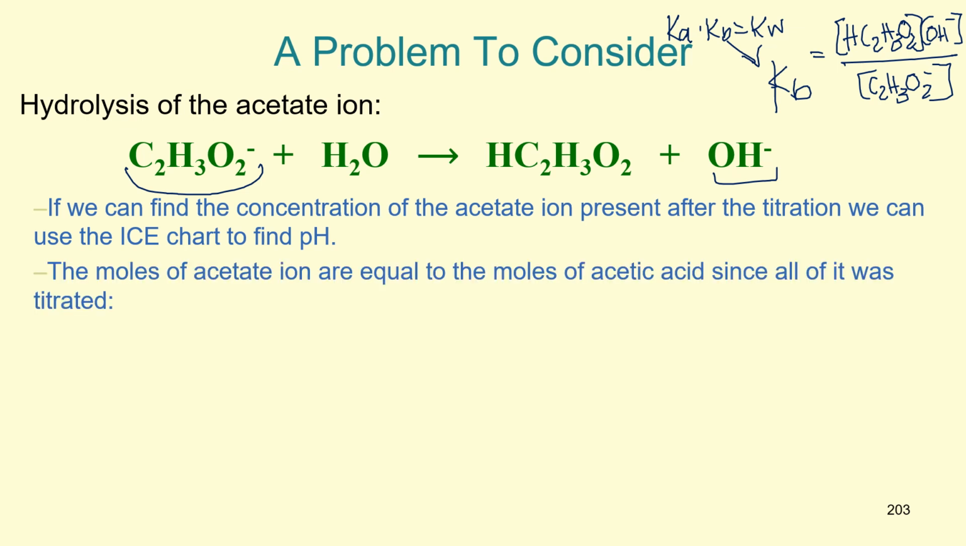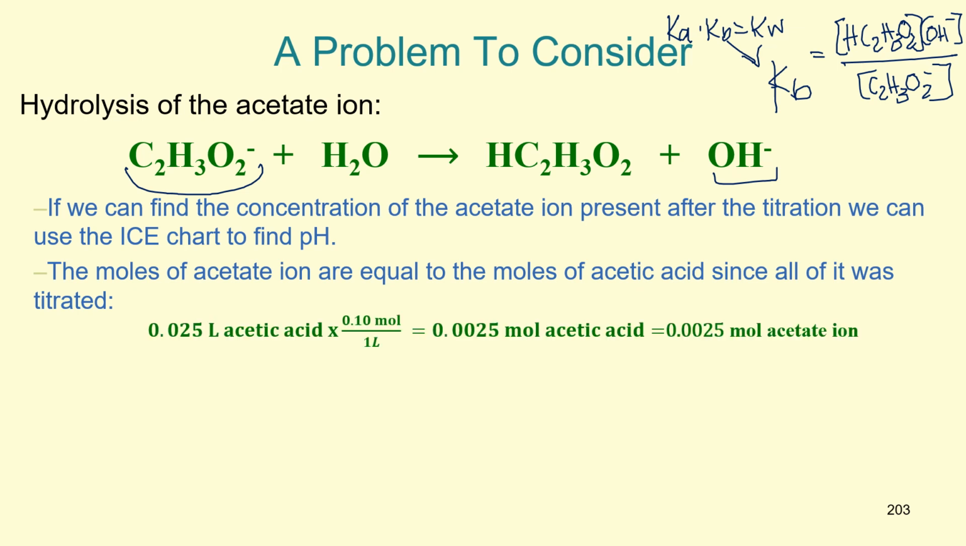So the first thing we have to do is figure out how much NaOH we added. The moles of acetate are equal to the moles of acetic acid, since that was what was titrated. So 0.025 liters of acetic acid is 0.0025 moles of acetic acid. So that means there's 0.0025 moles of the acetate ion after the titration.